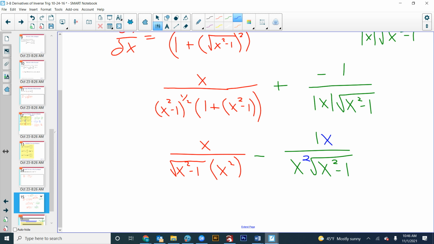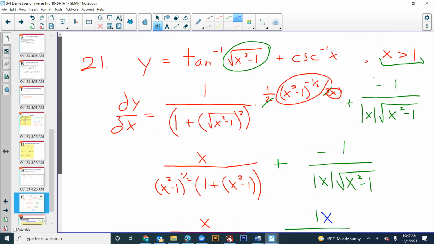Final answer? Boom. Oh my gosh. Boom. 0. Aren't you just curious? What does that mean? Let's graph it.